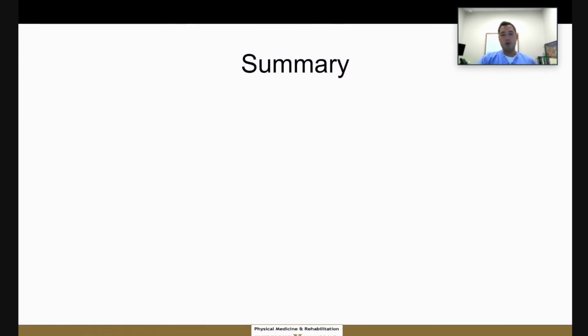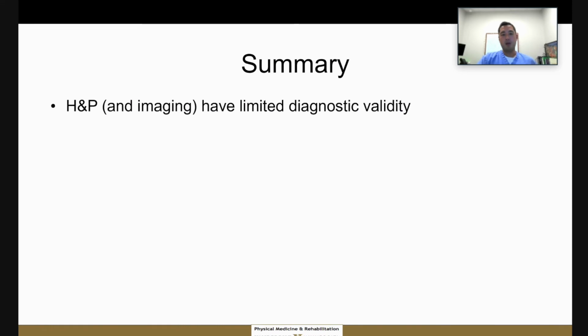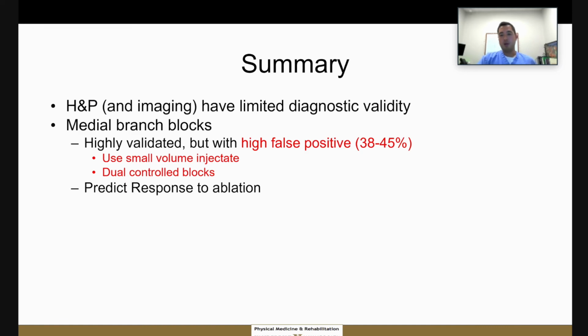So in summary, when you're thinking about lumbar facet-mediated pain, imaging and history and physical have limited diagnostic validity, and as a result, medial branch blocks tend to be the gold standard for diagnosing facet-mediated pain. I did not go into this, but again, we tend to use 2 medial branch blocks to diagnose whether or not someone responds well to an ablation.